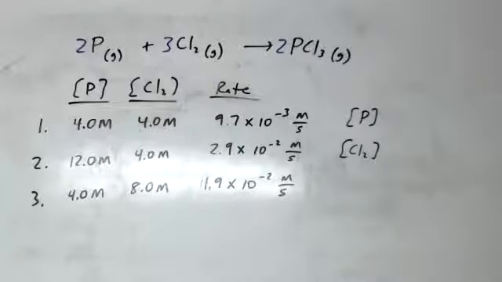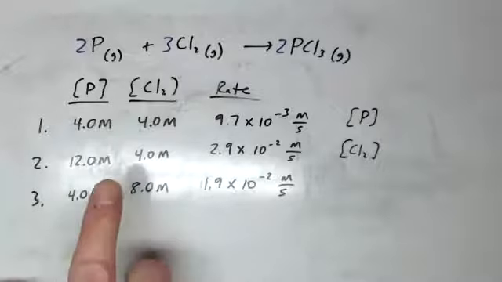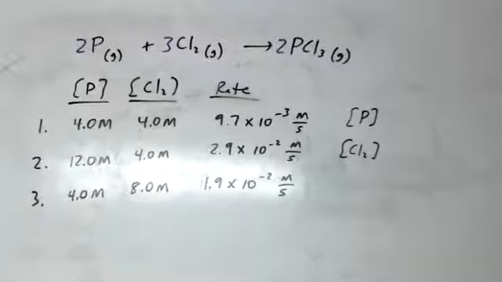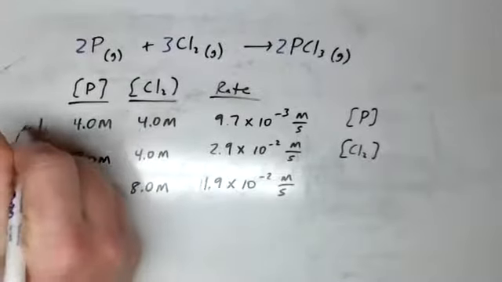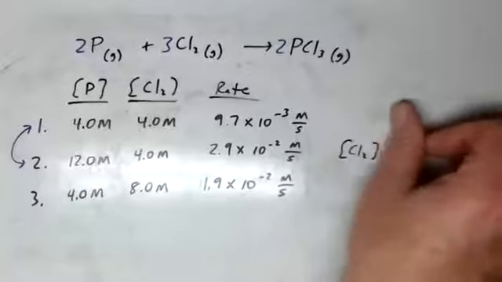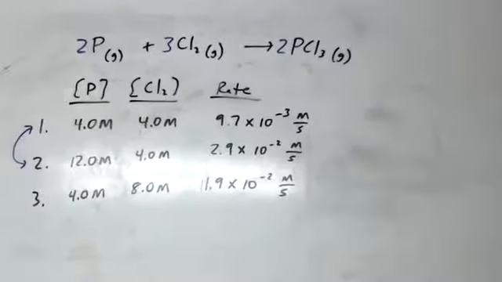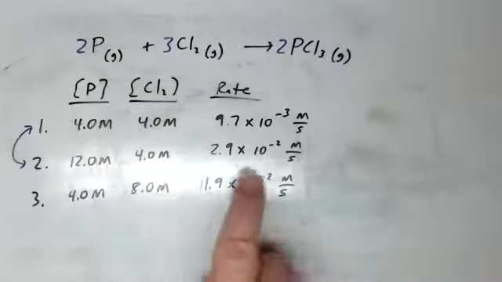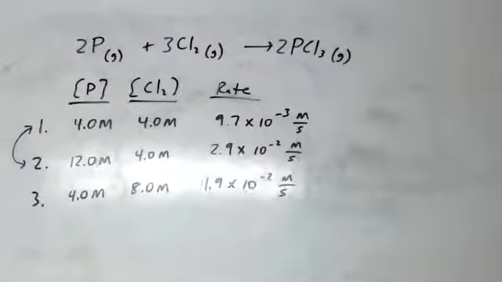Here's a good, easy way of figuring these out. So looking at experiments 1 and 2 here, and that's what we're going to be looking at to work out the reactant order for phosphorus, because we're leaving Cl2 constant. And remember, we're tripling the phosphorus concentration. So a good, easy way of figuring this out, rather than eyeballing it, is simply do the math. So when we tripled our concentration of phosphorus, what happened to our rate?